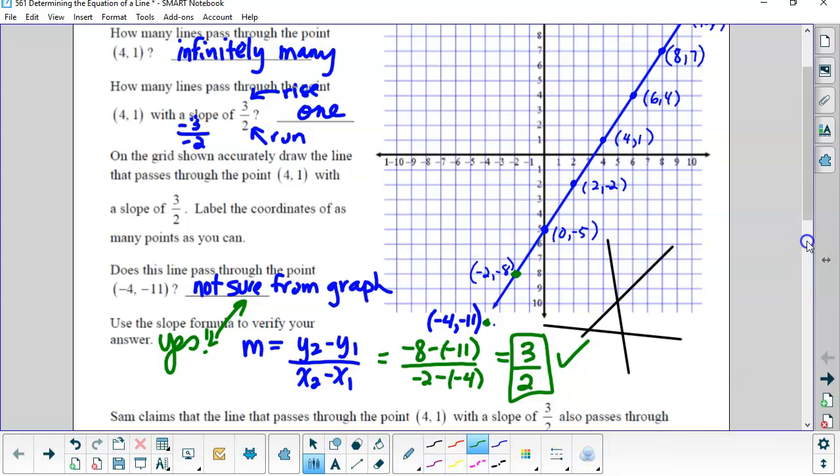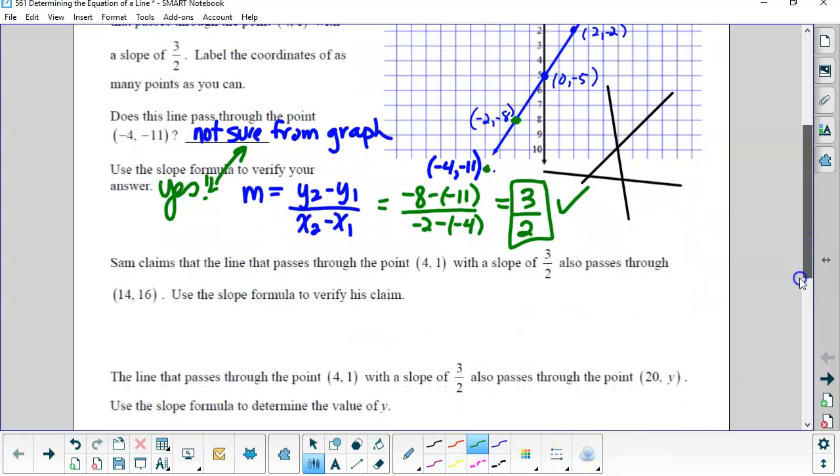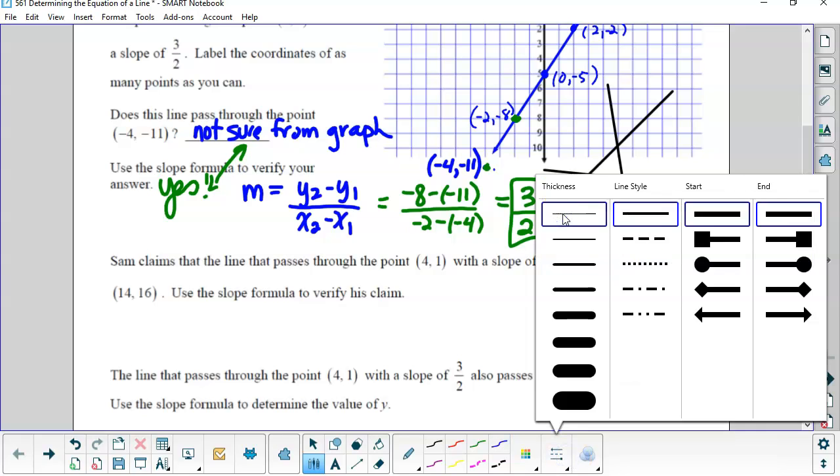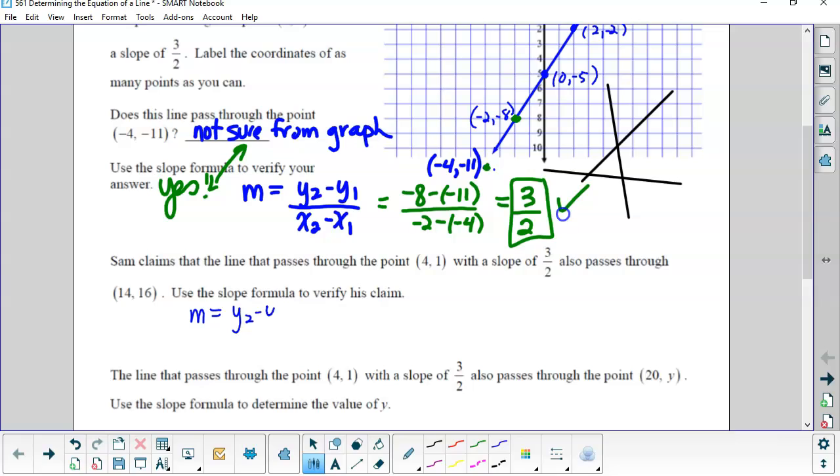All right, then. Sam claims that the line that passes through the point 4, 1 with a slope of 3/2 also passes through 14, 16. Use the slope formula to verify that claim. So same situation here. Just going to make it smaller. So remember, m is y2 minus y1 over x2 minus x1. In this case, this is going to be my x2 and my y2, and I'll use this as x1 and y1. You can use a different point on the graph, but might as well.